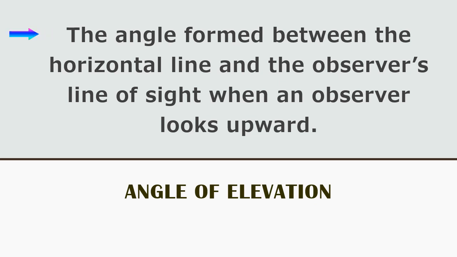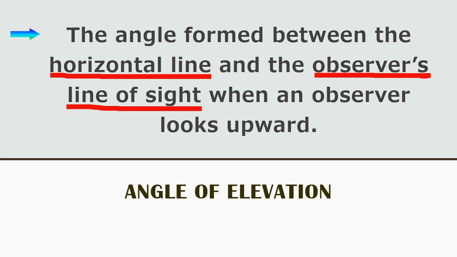For angle of elevation, the angle formed between the horizontal line and the observer's line of sight when an observer looks upward. So here in our definition, I would like you to take note of these very important words that we are going to use for our illustration afterwards. The angle formed between the horizontal line, so we need the idea of the horizontal line, and observer's line of sight. And take note that for angle of elevation, the observer looks upward. So again, for angle of elevation, the angle formed between the horizontal line and the observer's line of sight when an observer looks upward.